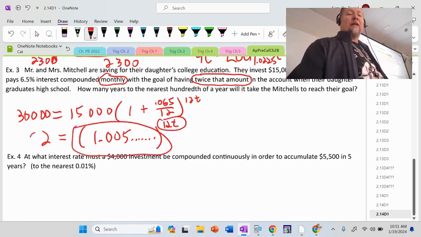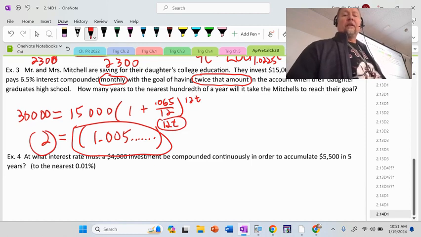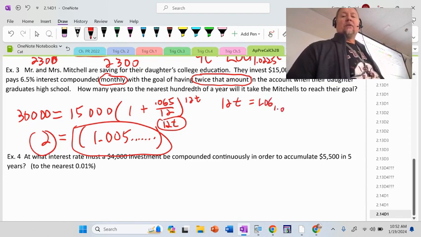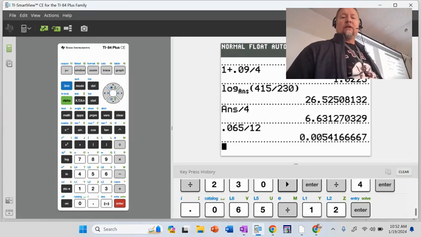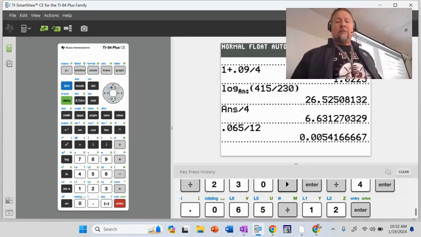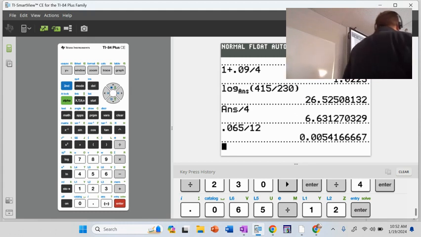Base, exponent, answer. So really all I have to do is 12t equals log base that ugly decimal that I am not going to round of 2. And then the last thing I'm going to do is divide by a big fat 12. So I go to my calculator. Let's go old school on this one. So it is going to be a little bit different.